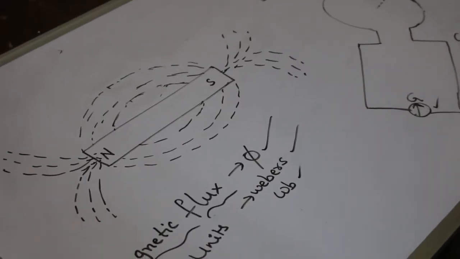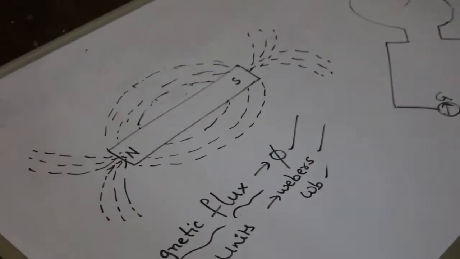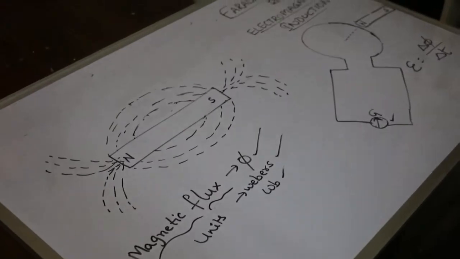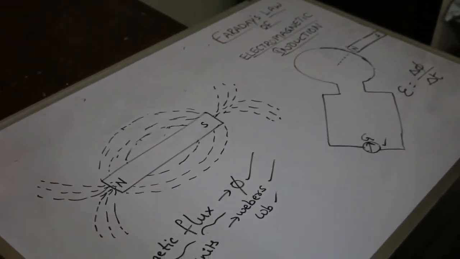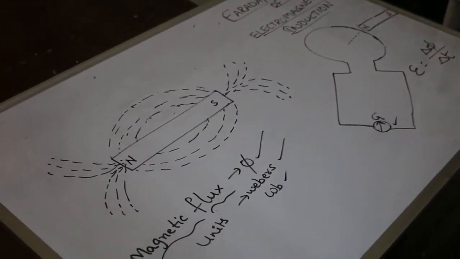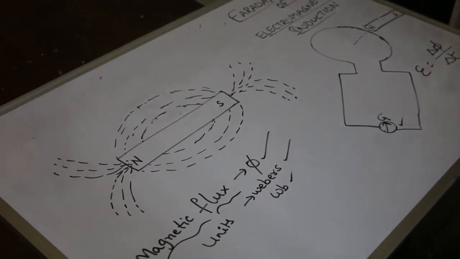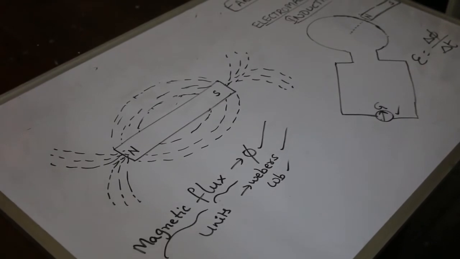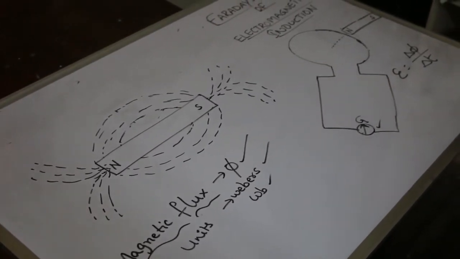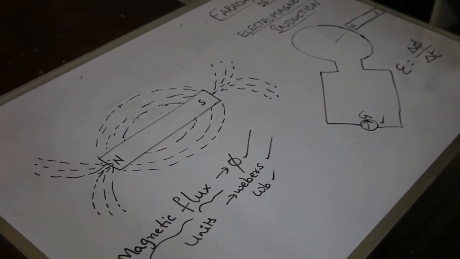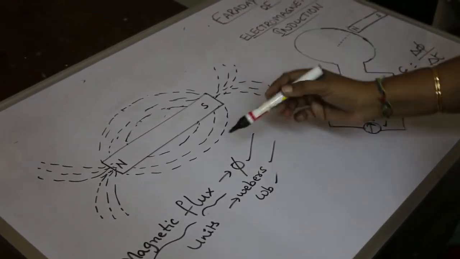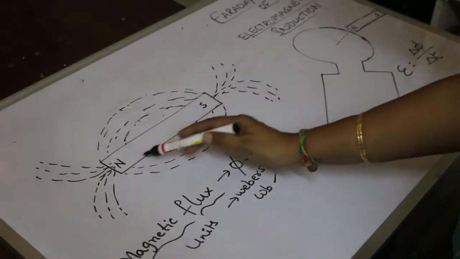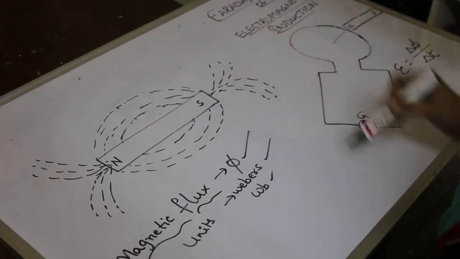Hi students, as a part of our discussion for 10th class physical science, that too a difficult chapter, electromagnetic induction, I am going to explain about Faraday's law of electromagnetic induction. So here you can see, imagine this is a bar magnet with its north pole and south pole.